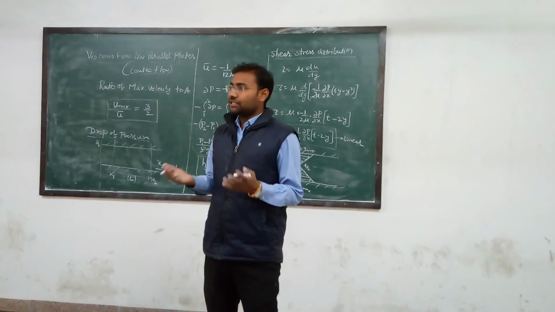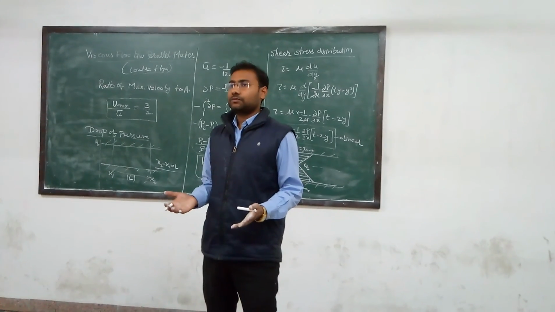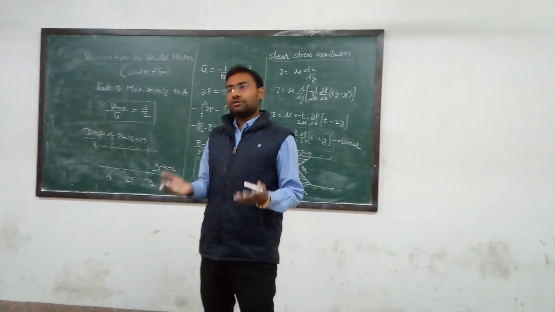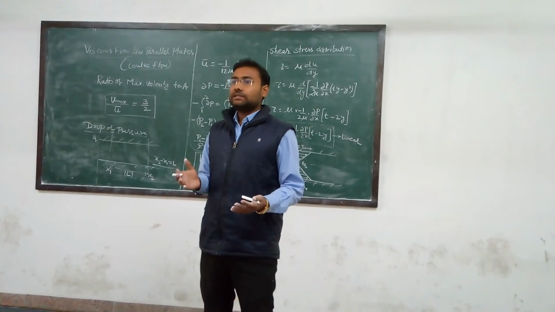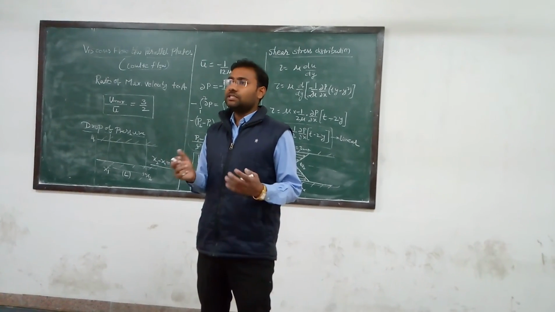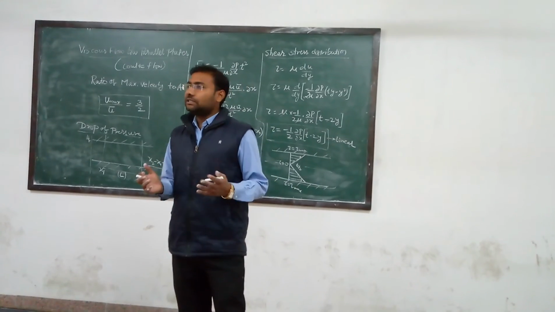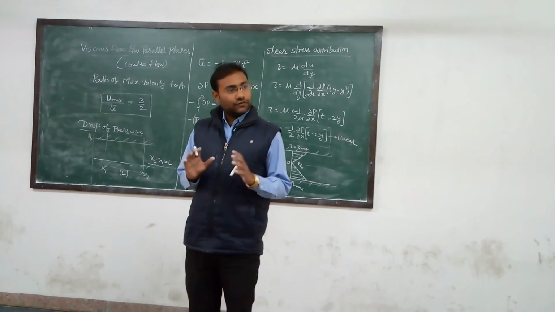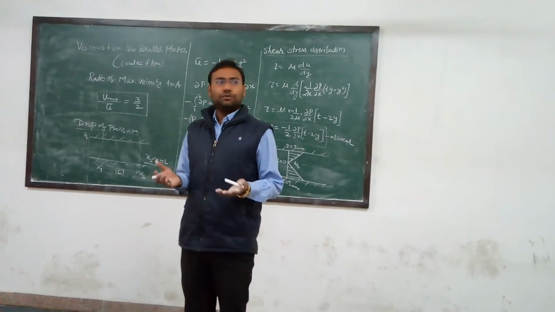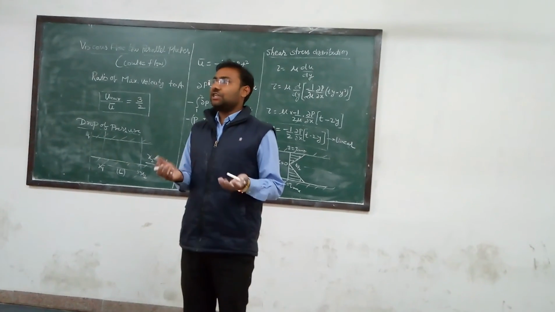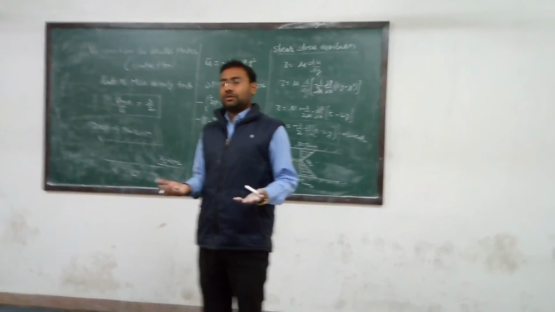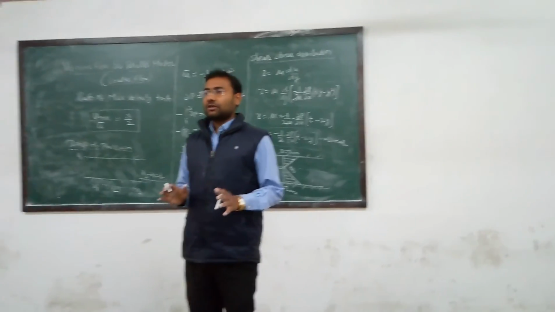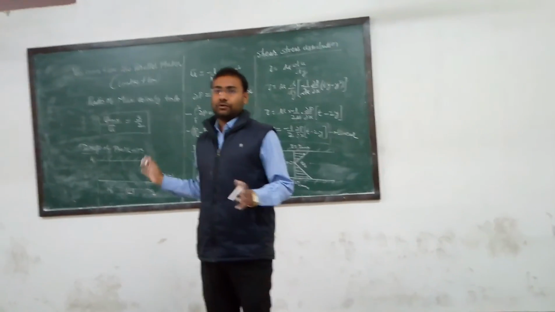The average velocity is 3/2 of the maximum. The velocity distribution is parabolic in nature. At the center, velocity is maximum, and at the plate surface the velocity is 0. For shear stress distribution, at the center shear stress is 0, but at the surfaces shear stress is maximum. Clear to you? This will be all on Couette flow. Thank you.